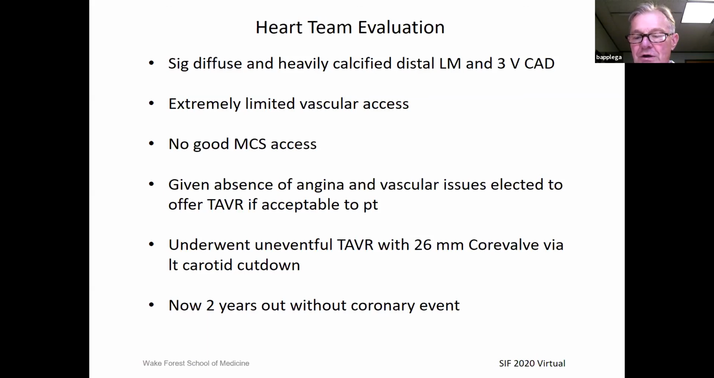The patient underwent uneventful TAVR with a 26 millimeter CoreValve via a left carotid cut down. She is now 2 years out from her TAVR without a coronary event. I believe these two cases highlight the complexities in individual cases as well as decision-making in patients with severe CAD and aortic stenosis.